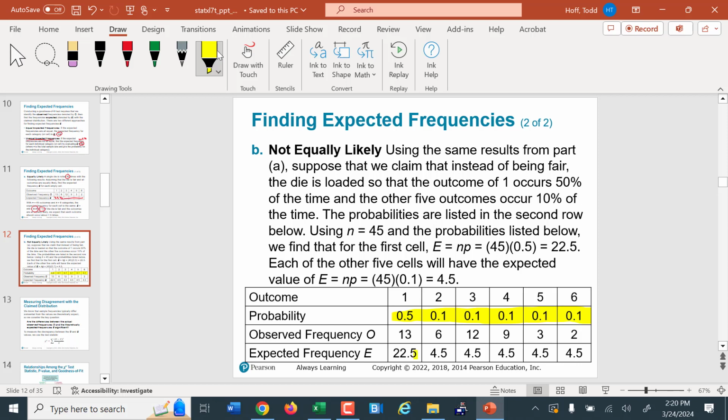So to get this number down here, we take 45 times the probability. For 1, that's 0.5, so 45 times 0.5 gives us 22.5. For the others, it's 45 times 0.1, which is 4.5. That's where we got the 4.5 as these expected values.